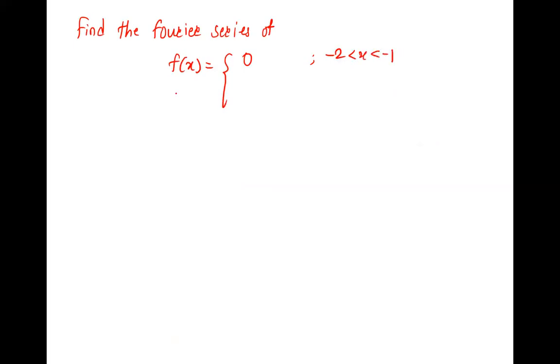Find the Fourier series of f of x is equal to 0 in minus 2 to minus 1, 1 plus x in minus 1 to 0, 1 minus x in 0 to 1, and 0 in 1 to 2. This is your function given. And you have to find the Fourier series of this, nothing else.